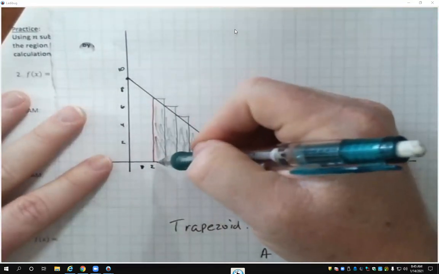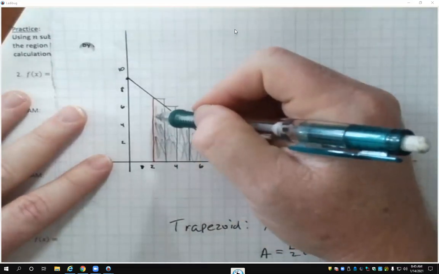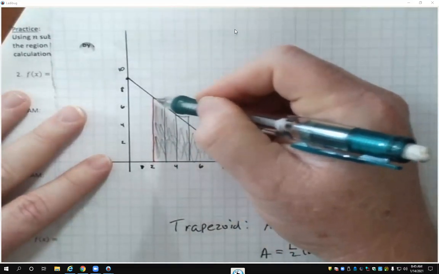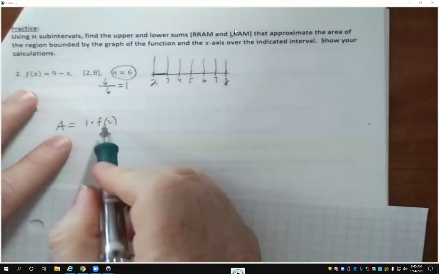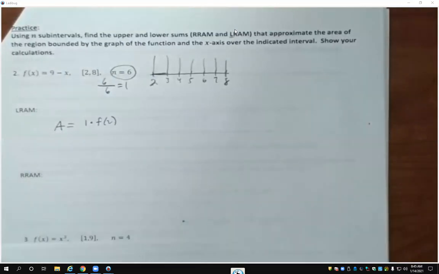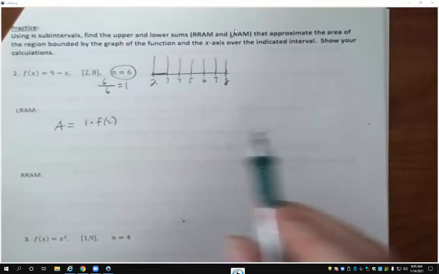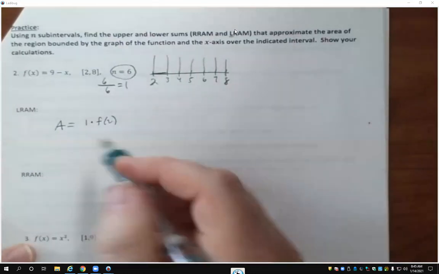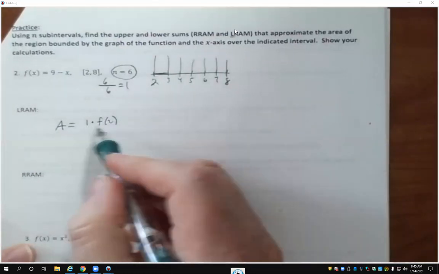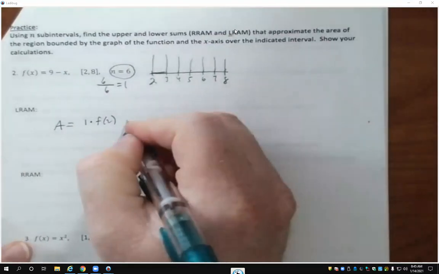But the base of every one of these rectangles is 1. The height obviously changes. The height of this one is 7 because f of 2 is going to give me 7, right? 9 minus 2 is 7. This step that I'm writing out right here, eventually you don't necessarily have to do. You could just go right into writing 1 times 7 plus 1 times and keep going. But I'm just going to write it out for you.